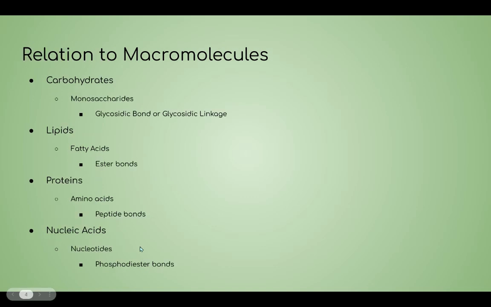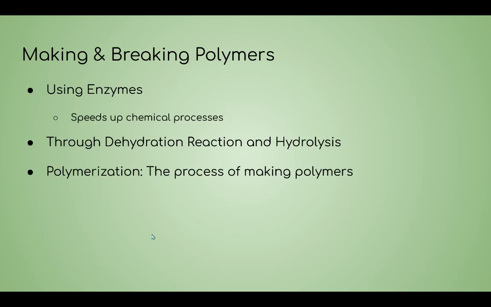So when these monomers bond, they form through specific bonds, and each macromolecule has its own. So for carbohydrates, they make a glycosidic bond or a glycosidic linkage. For lipids, it's the ester bonds. For proteins, it's peptide bonds. And for nucleic acids, it's the phosphodiester bonds.